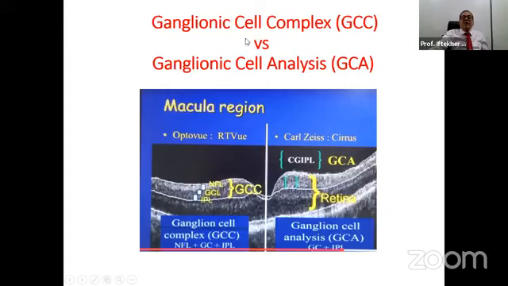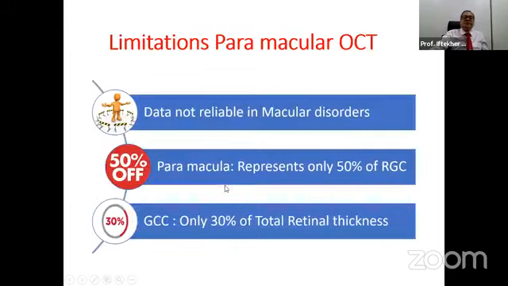Now, the ganglion cell complex versus ganglion cell analysis. Here we see the ganglion cell complex, the three layers: ganglion cell, inner plexiform layer, and nerve fiber layer. It is detected by Optovue RTVue, a machine from the United States. But in ganglion cell analysis, the ganglion cell and inner plexiform layer are detected by the Carl Zeiss OCT, and the whole retinal layer from Bruch's membrane to the internal limiting membrane by Spectralis OCT.